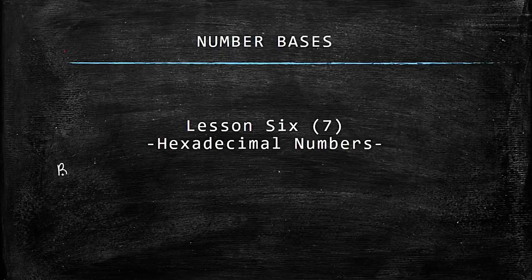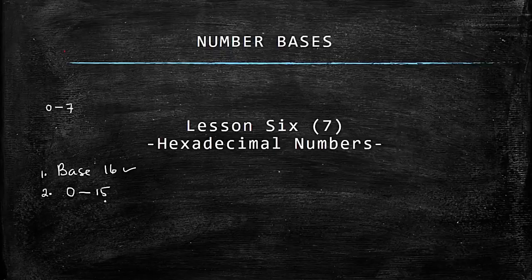Hexadecimal means base 16. That's the first thing you need to know: base 16. The second thing you need to know is the range of numbers it can accommodate, which is from 0 to 15. As we said earlier, with octal, meaning base 8, the numbers that base can accommodate are from 0 to 7. But this one is base 16, so it has from 0 to 15.